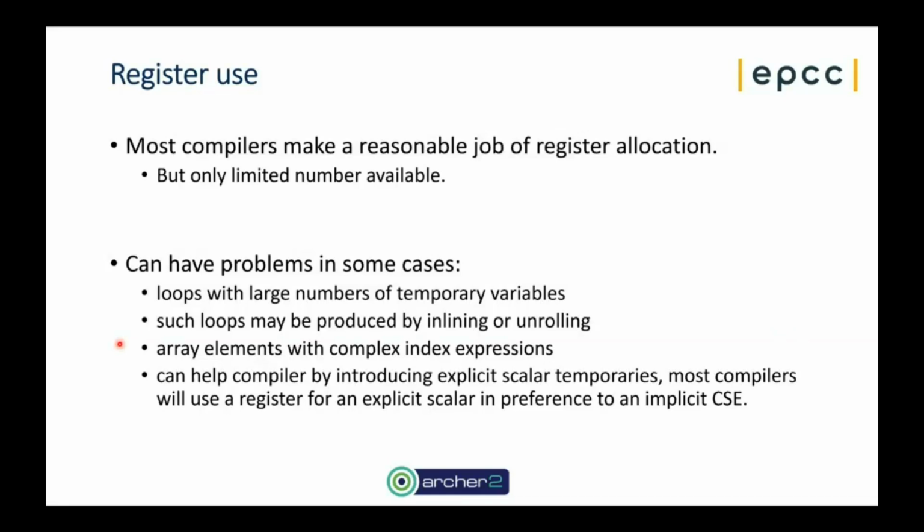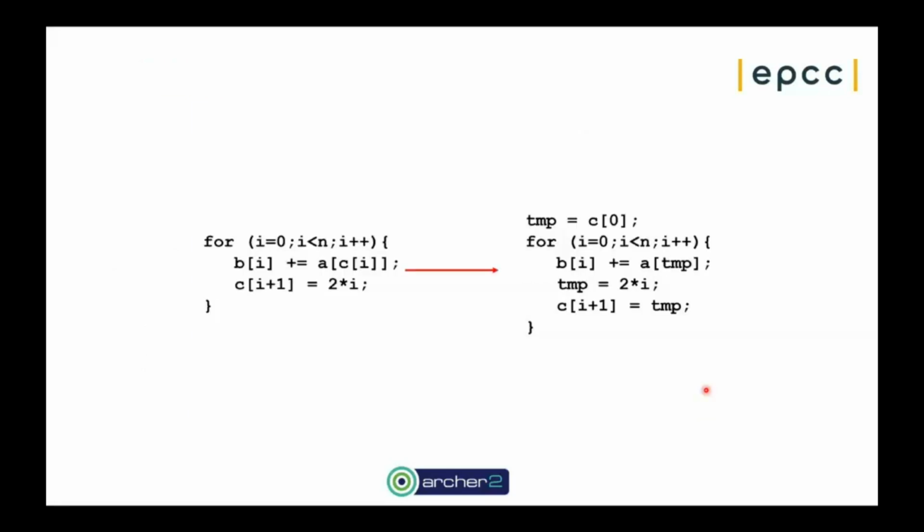So particularly things like loops. So we iterate in a loop, but with large numbers of variables that are created inside that loop, or array elements with complex indexes. So you're doing some indirect addressing, and those can make it hard for the compiler to spot places it can free up registers or reuse registers. And so you can help by making temporary variables and assigning specific things to variables, and then that gives the compiler a bit more chance to reorder register use as well.